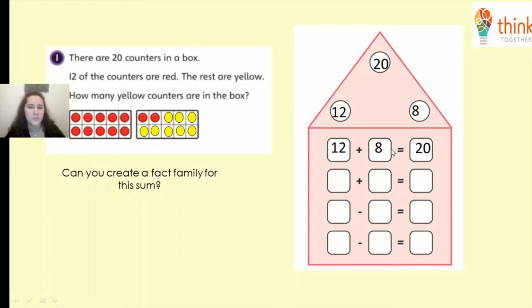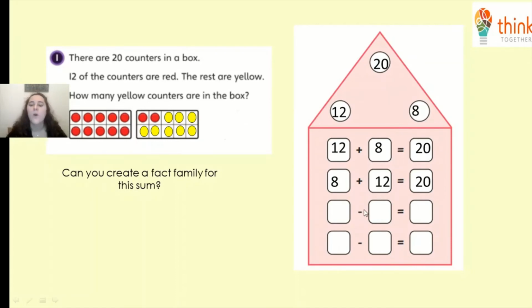Do you think you could pause the video here and tell the person you're with what our next number sentence would be if we switched around the two parts? Remember, our parts are 12 and 8. Have you done that? Well done. Let's have a check. Our next number sentence would be 8 plus 12 equals 20. Right, now we've got to do our subtraction questions.